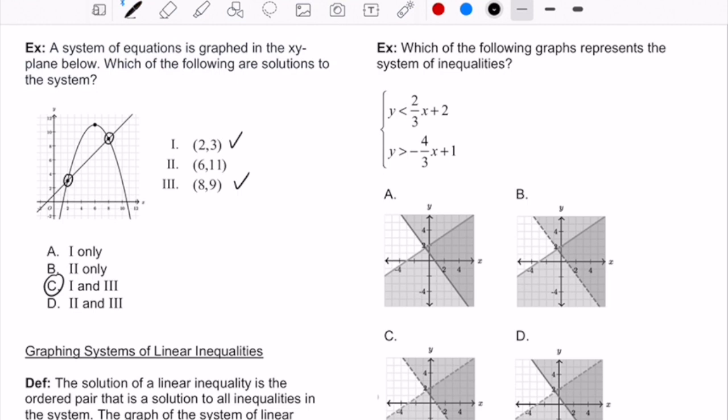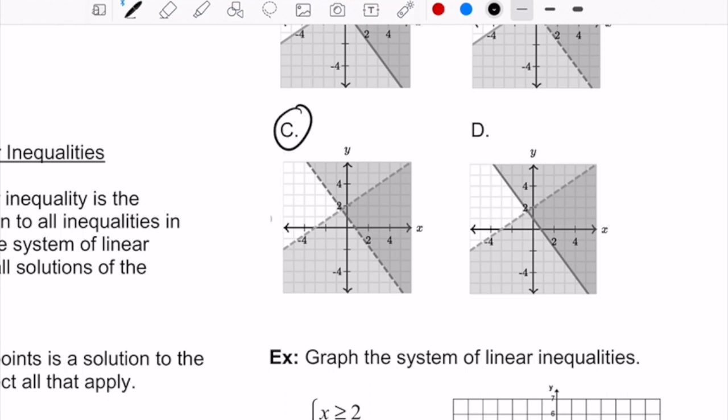So to answer this question, we're going to want to look at the direction of the inequality symbol. The first one is less than, so the first one should have a dashed line. The second one is greater than, so the second one should also have a dashed line. You should be shading below the line with the positive slope, but then above the line with the negative slope, and both of the lines should be dashed. And so that's how we decide that the answer for this question has to be C. C is the only graph out of the choices where both lines are dashed.